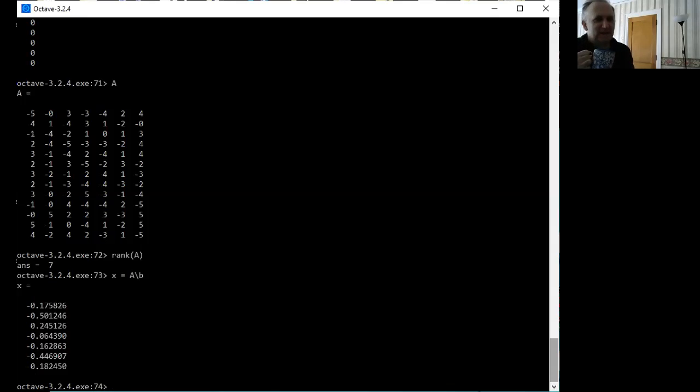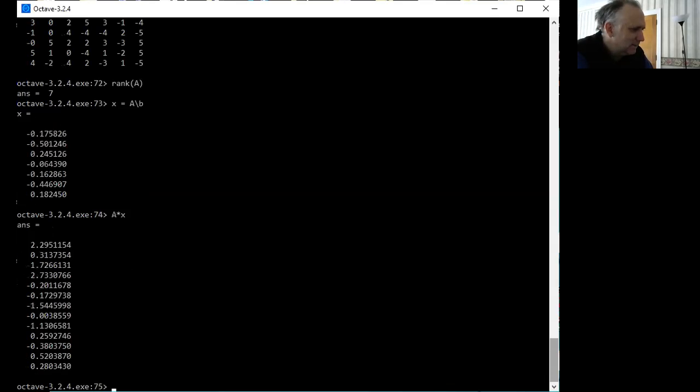Type A times X and see if you get B. You probably won't. You're probably going to get P, the closest vector in the column space to B. So let's take A times X. That's not B, right? Now B was 4, 0, 0, 4, and then all zeros. You can see it does a pretty good job trying.